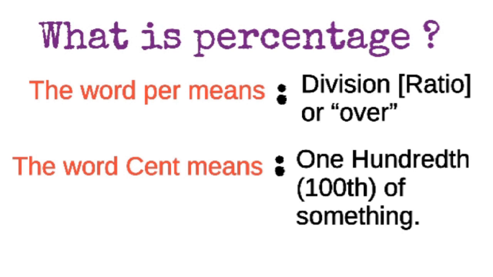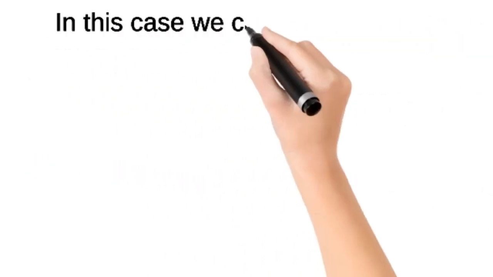Though there can be numbers which are greater than 100, there are many numbers greater than 100, but in percentage, it is per cent, over cent, or over 100. So 1/100th of something is the cent.